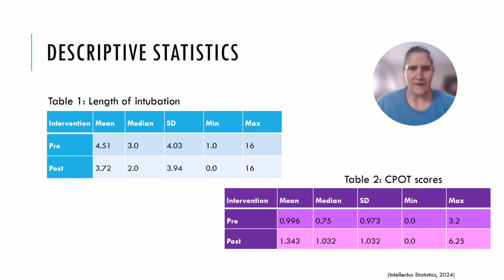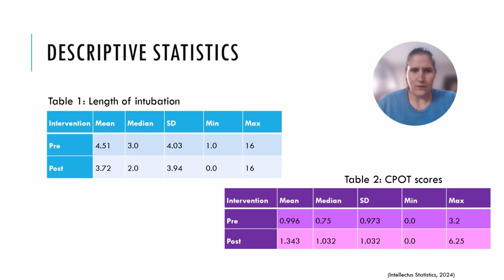Table 2 compares the average CPOT scores before and after the CPOT was standardized. Prior to standardizing it, the CPOT score was 0.996, and after standardizing, the average was 1.